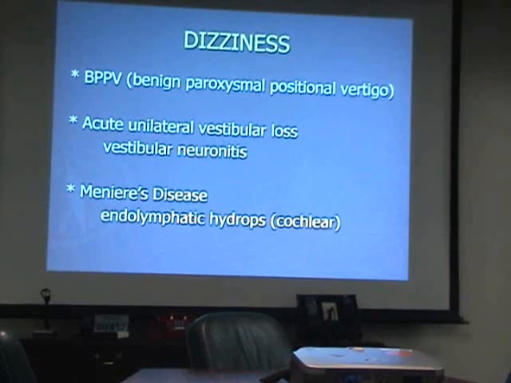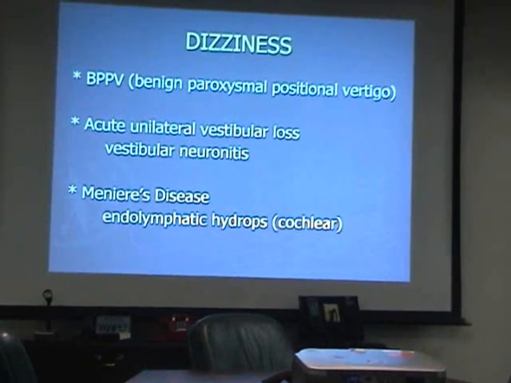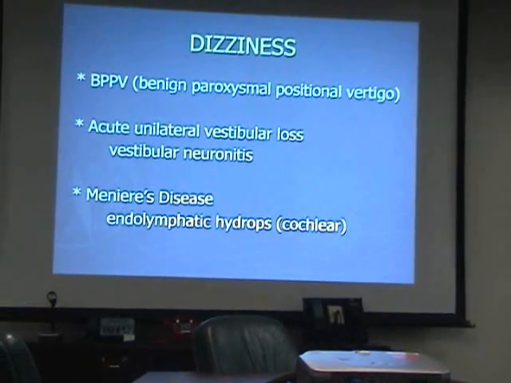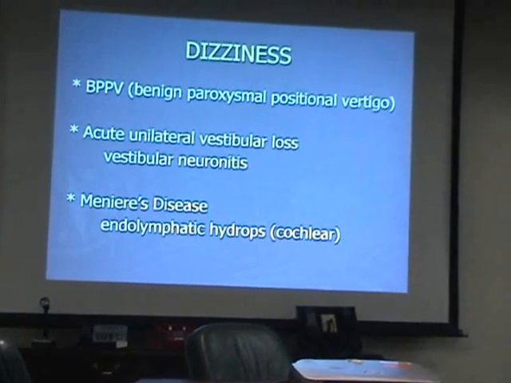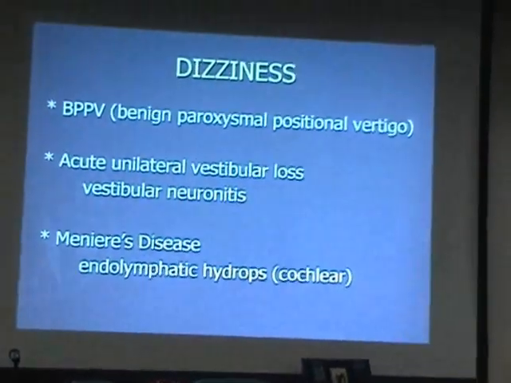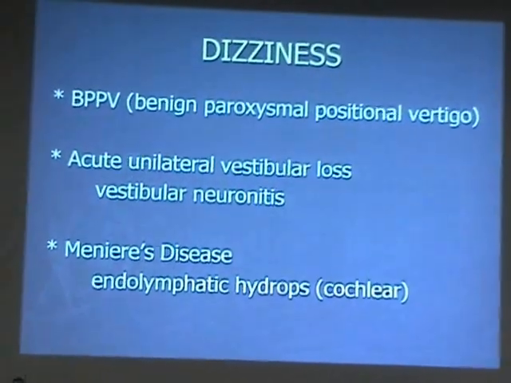So I think the three most common causes of inner ear type dizziness is benign positional vertigo, which is a very common problem. That's where you get dizziness when you get in certain positions. It lasts less than a minute. And usually somebody turns one direction or another, and they feel dizzy for a few seconds and it goes away. Or they're in bed and they turn over.